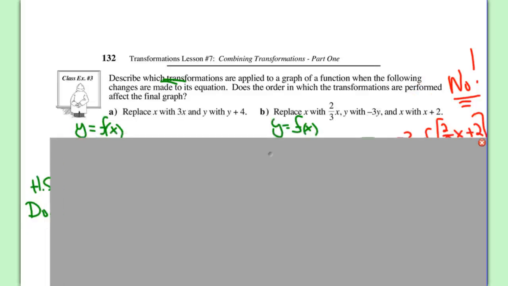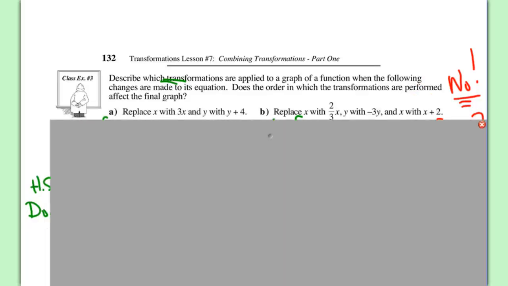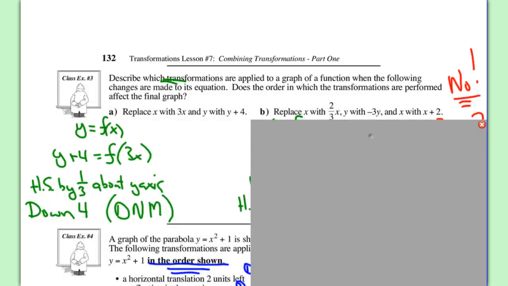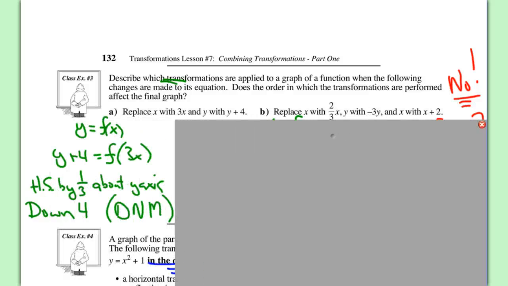Well, in the first question it says, replace x with 3x and y with y plus 4. So let's ponder that. First off, I would like it if you actually wrote the transformation. So what does that look like? Well, you've got y equals f of x, and then with a replacement of y plus 4, you have y plus 4 equals f of 3x. It's a horizontal stretch by 1/3 about the y-axis, and it goes down 4.